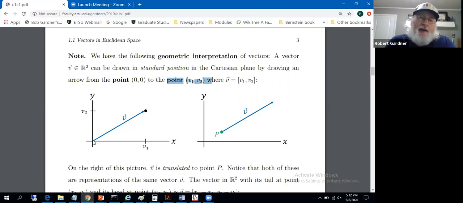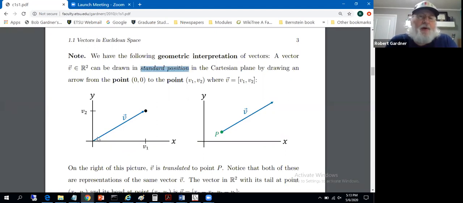And then we're going to draw an arrow from the origin to this point with coordinates v1, v2, and this gives us a geometric interpretation of this vector v with components v1 and v2. Components for the vector, coordinates for the point, and a picture that relates the two. So there certainly is a natural geometric relationship between points and vectors. And this is that relationship. And this was called putting the vector in standard position.